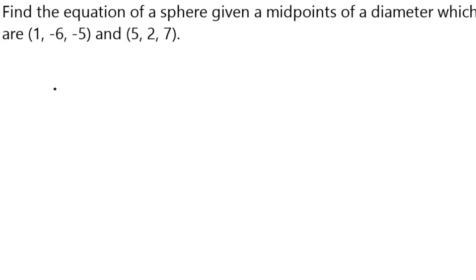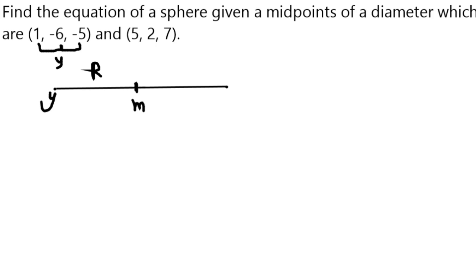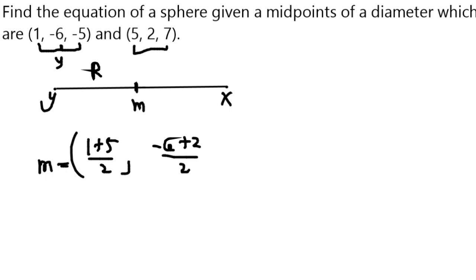Now let's try this one. Find the equation of a sphere given the endpoints of a diameter, which are (1, -6, -5) and (5, 2, 7). If we calculate the midpoint, the distance from the midpoint to the other endpoint is going to be the radius. In the first step, we calculate the midpoint of these endpoints. So we have (1 + 5) over 2. We're just going to take their average and divide it.